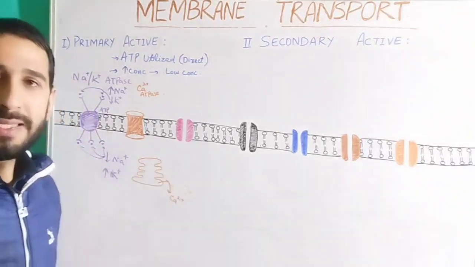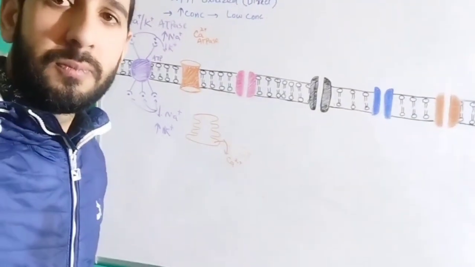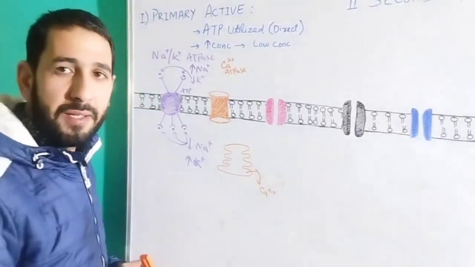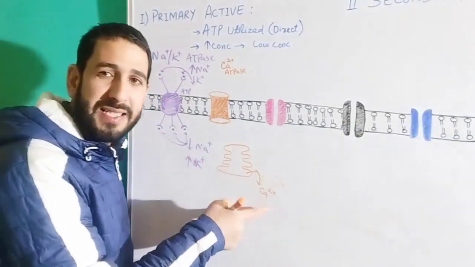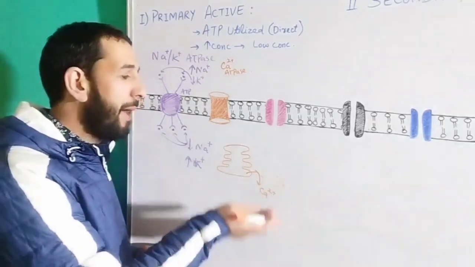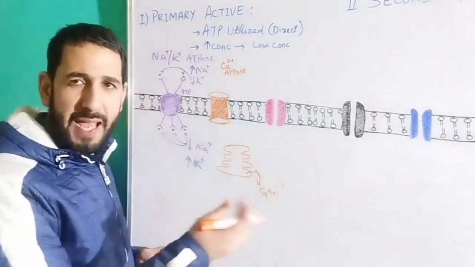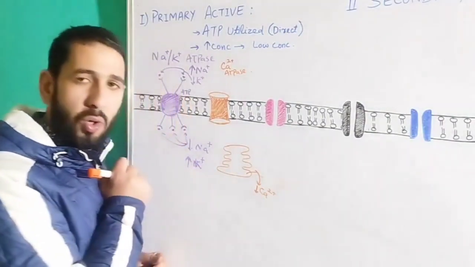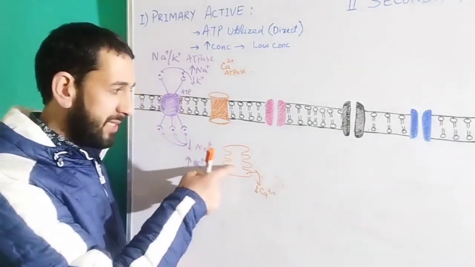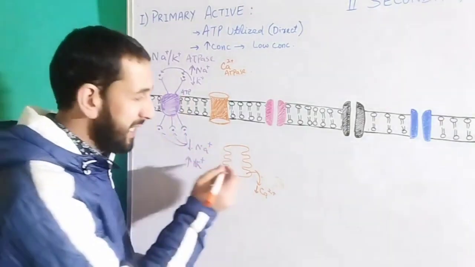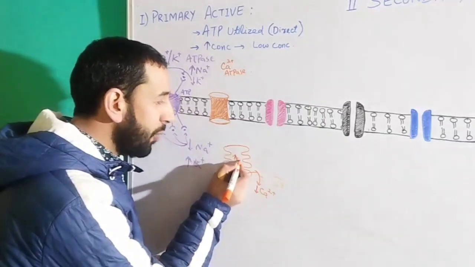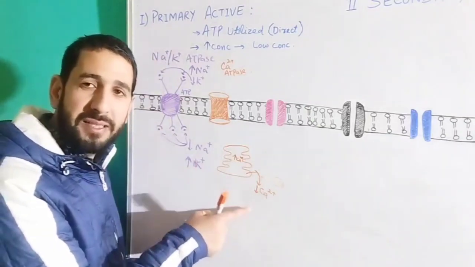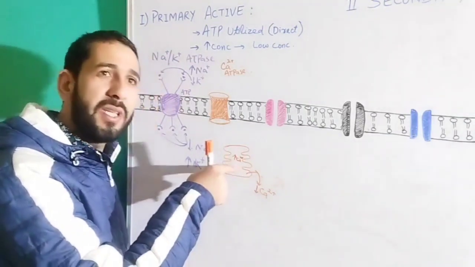Now, what we want is that this calcium, we want to take it back into the sarcoplasmic reticulum for the relaxation part. Now what happens is, calcium in the cytoplasm is in low concentration, because this sarcoplasmic reticulum is the storage site of calcium. So calcium inside the sarcoplasmic reticulum is in higher concentration. Right. Now, calcium has to be taken from the cytoplasm into the sarcoplasmic reticulum.